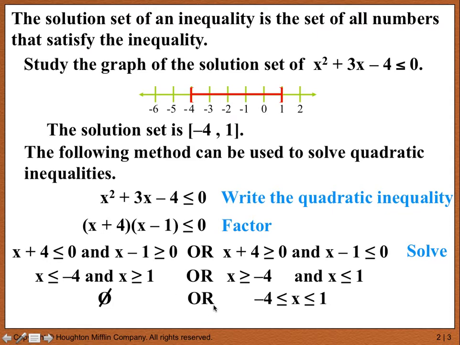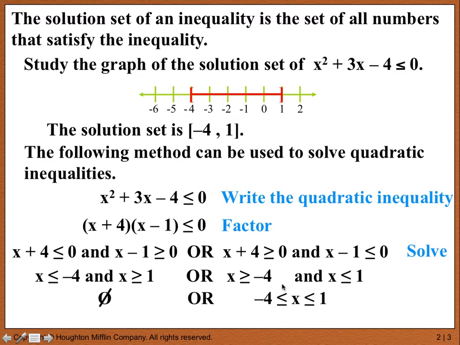Or, and now this is our union, "or," and we have this solution over here, negative 4 is less than or equal to x is less than or equal to 1, because that's the common area of these two sets. One set is x greater than or equal to negative 4, that's all real numbers greater than or equal to negative 4. And the next set is x is less than or equal to 1, which is all real numbers less than or equal to 1. When we find the intersection of those two, we end up with this common area, negative 4 is less than or equal to x is less than or equal to 1.